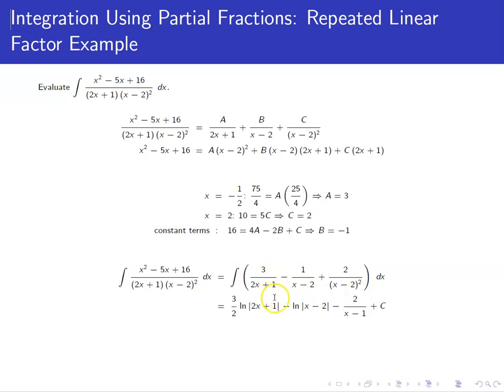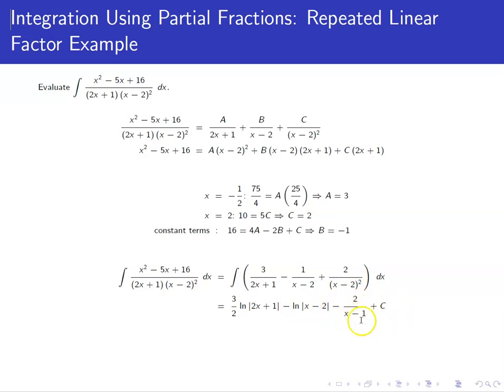The antiderivative here for the first term will be 3 halves natural log of 2x plus 1, adjusting for a 2 in the denominator because we got that 2 times the x there, if you think about your u substitution. The antiderivative for 1 over x minus 2 is just natural log of x minus 2. And then the last term, again, we can think of this as a u to the minus 2. Its antiderivative would be a minus u to the minus 1.